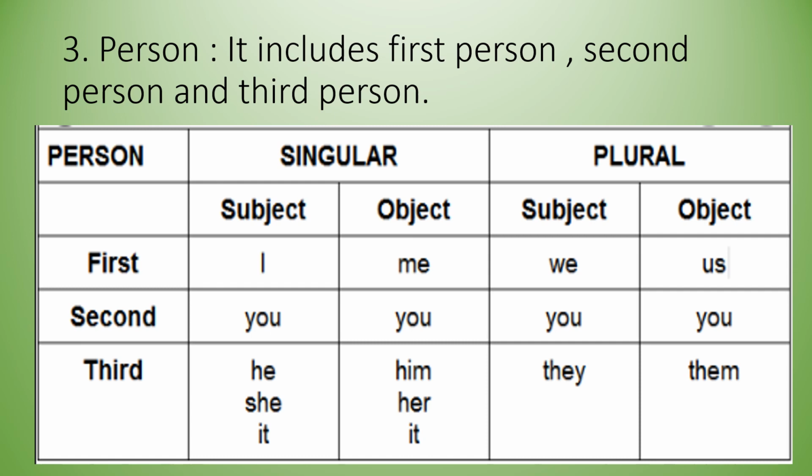So for singular, I and me are first person pronouns, and for plural, we and us. You, that is the second person pronoun, remains the same for plural also, as for singular. And he, she, it are for the third person pronoun, him, her, it in the objective case, and they and them in the plural case. Okay.